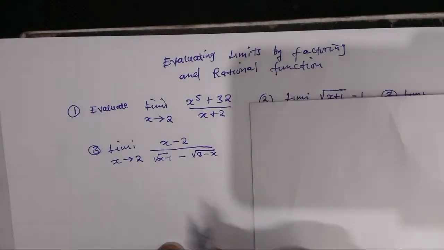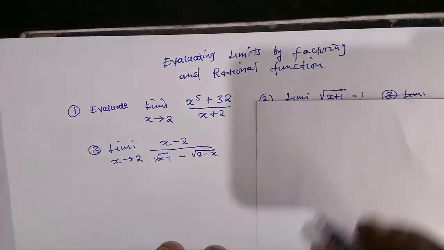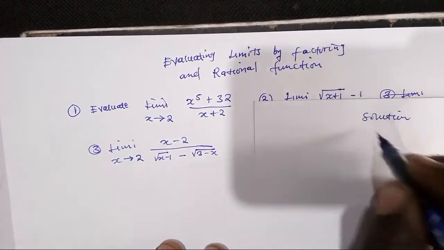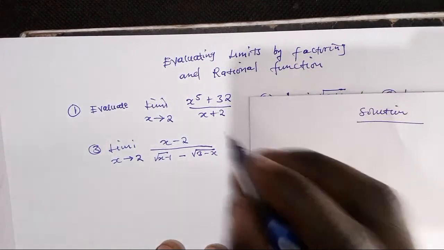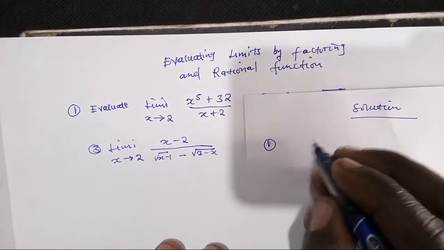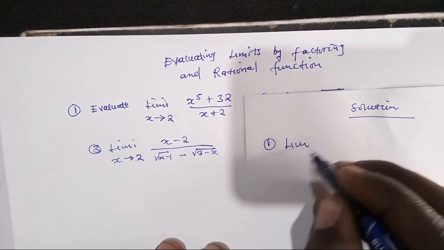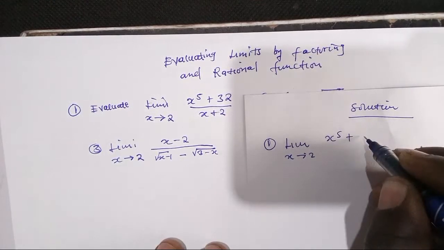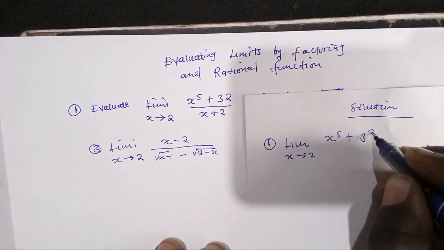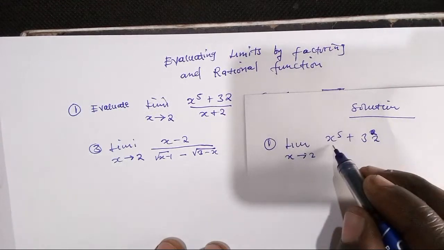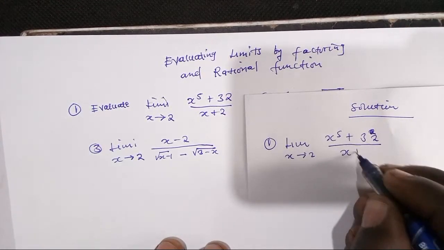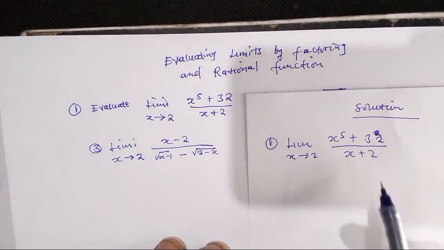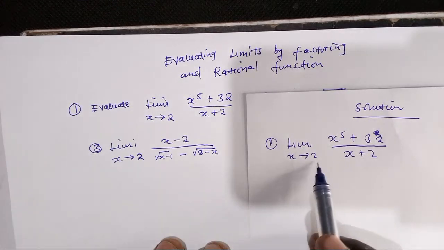Question 1. We are told to evaluate the limit as x approaches 2 of (x^5 + 32) over (x + 2). So we have to solve this kind of function when x approaches 2.